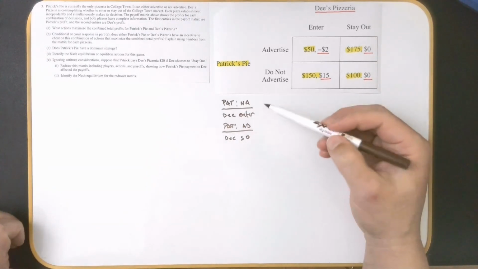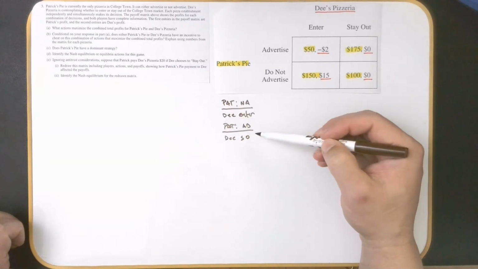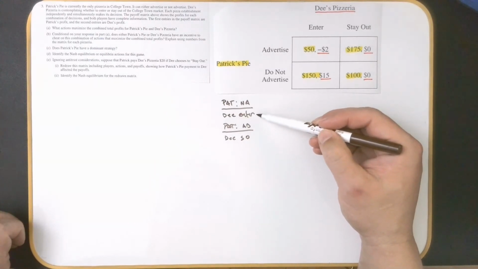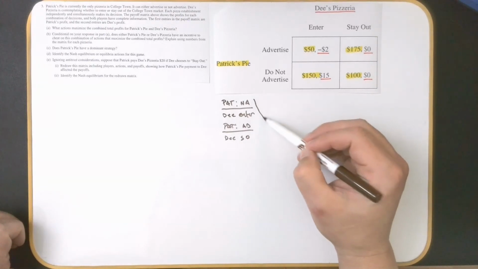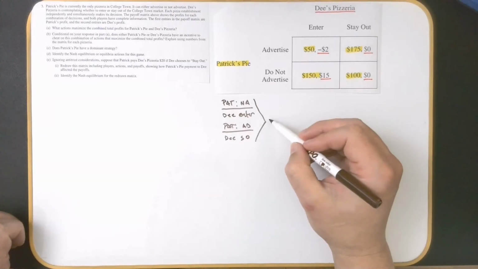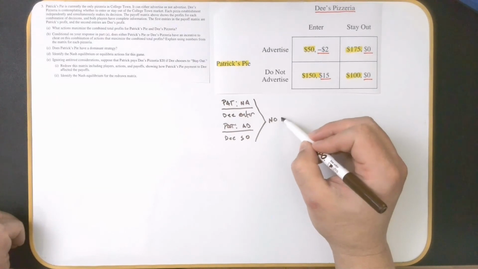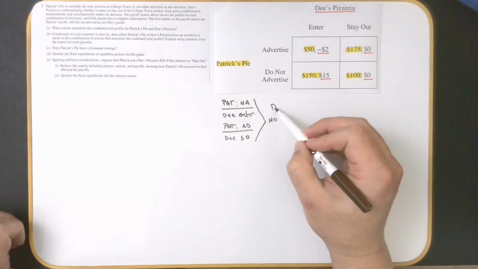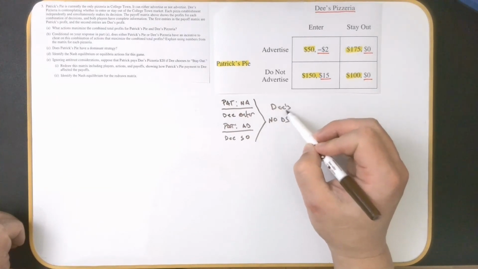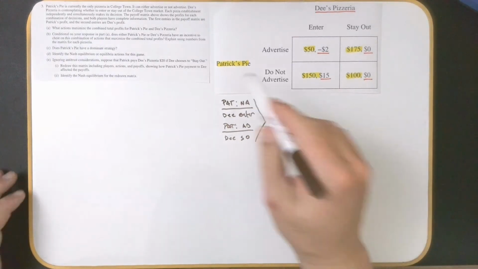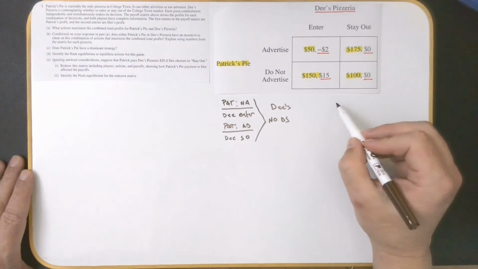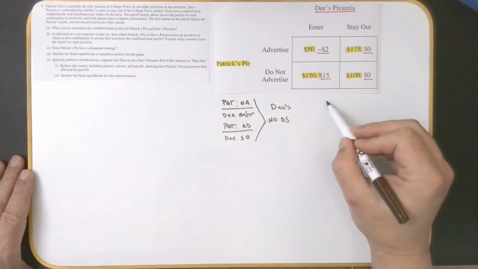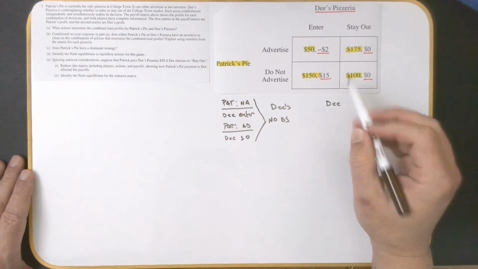Okay. So clearly D does not have a dominant strategy, because in one situation they enter, in the other situation they stay out. So my conclusion here is no dominant strategy, and this is for D's. Now let's jump over and see if Patrick's Pie has a dominant strategy. Let's force D to make a decision.